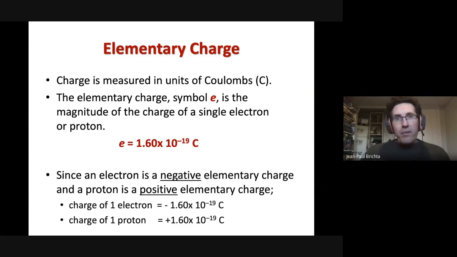You may know that an electron is negatively charged and a proton is positively charged. So that immediately gives you the sign, positive or negative, that you would get if you had more of these things. If you had a collection of protons, a collection of positive charges, you would have a large positive charge. If you had a large amount of electrons, you would have a large negative charge.